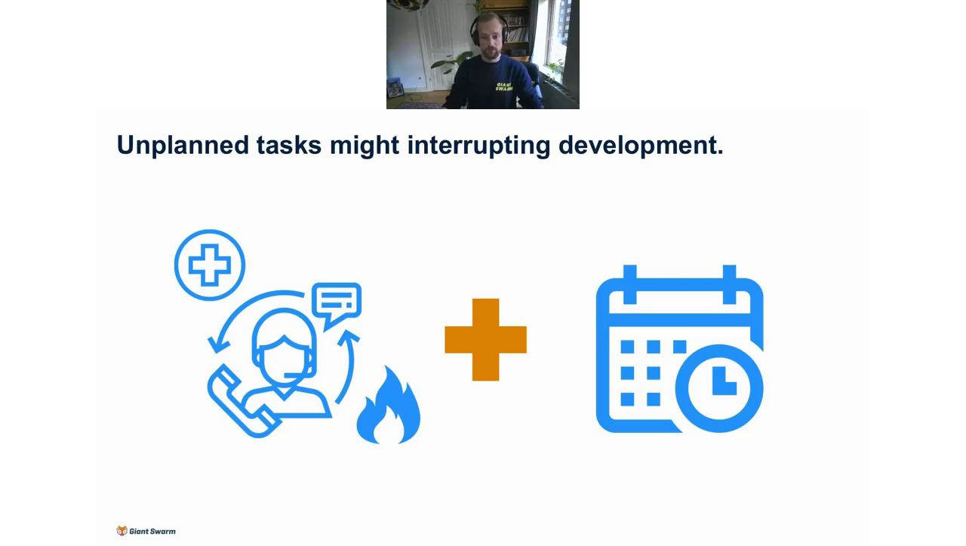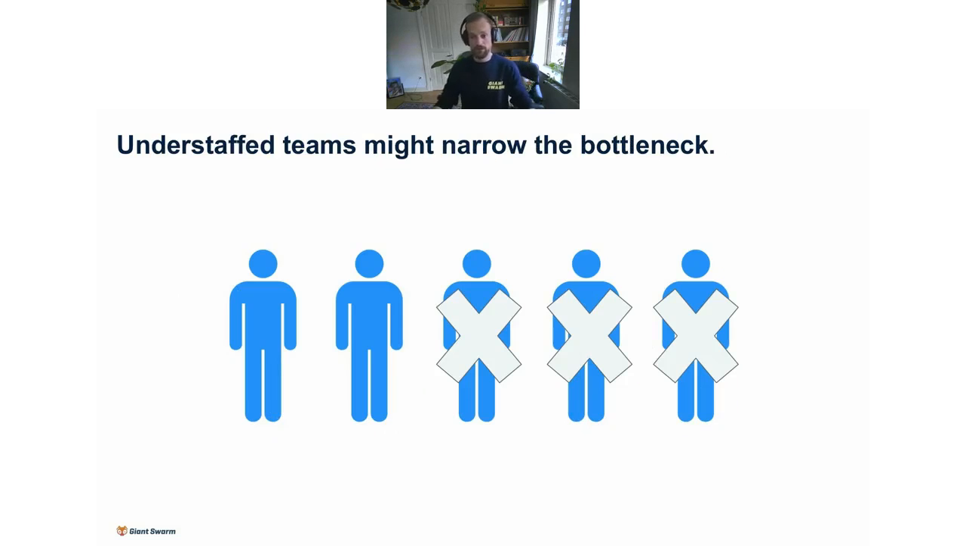And obviously one blocker is that the team might be understaffed and is the bottleneck. That's no surprise, because when you have, I don't know, five or six application teams making requests to your team, this might be just too much work for your team.